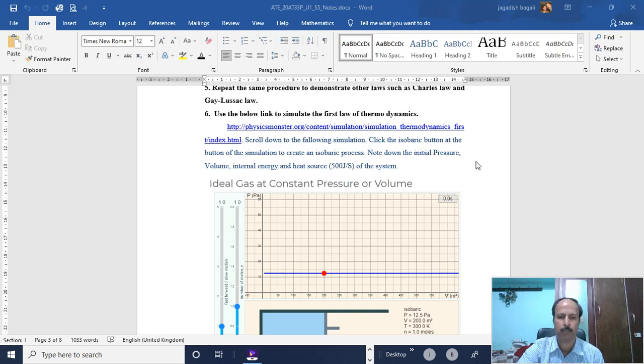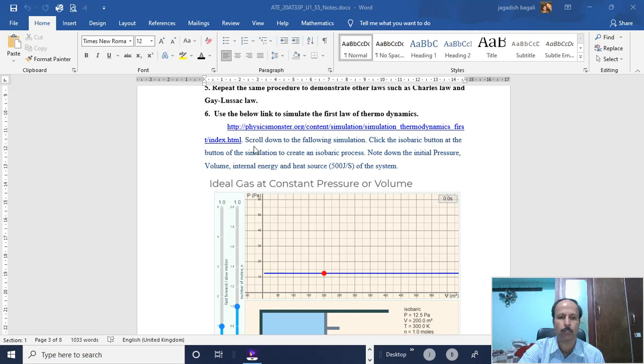In this session we are going to learn about simulation of the first law of thermodynamics. In the notes I have given this link. You can copy this link into your browser search box and then press enter.